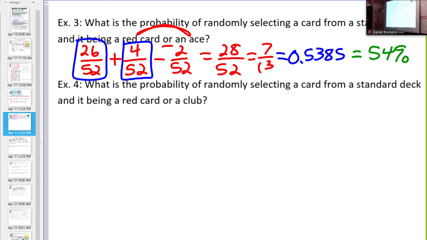What is the probability of randomly selecting a card from the standard deck and it being a red card or a club? So again, we see or probability. That indicates a union, so we're going to add. Jeanette, red card. What's the probability of a red card?